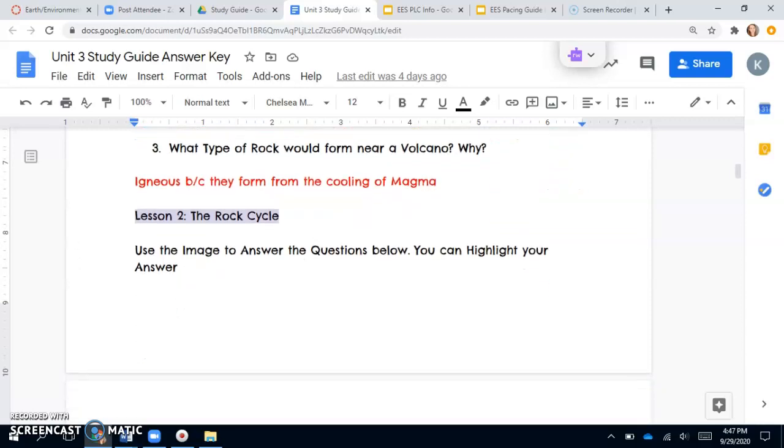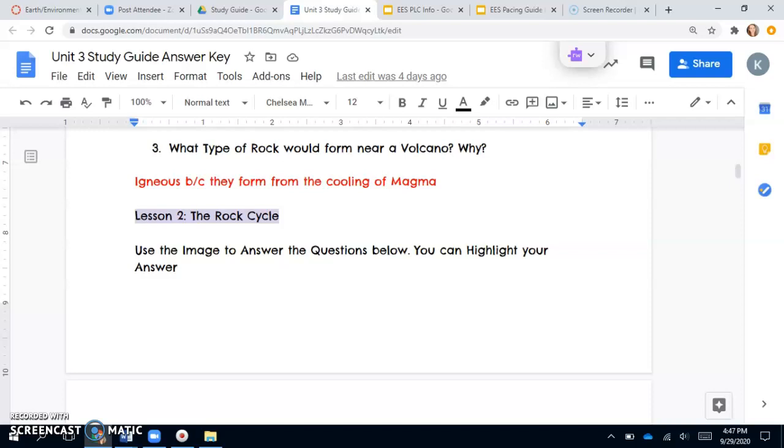Number 3 says, what type of rock would form near a volcano and why? So an igneous rock would form near a volcano because we know to get an igneous rock, we have to have the cooling of magma or lava. So it makes sense that in order to get an igneous rock, we would need to be near a volcano or someplace where volcanic activity is happening. So again, those are our 3 rock types: igneous, metamorphic, and sedimentary.